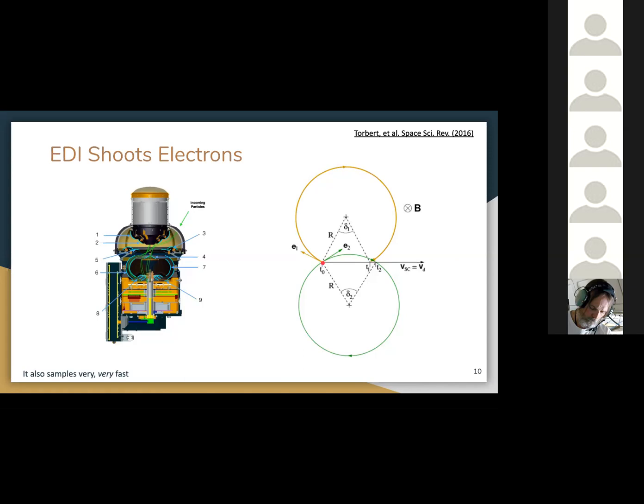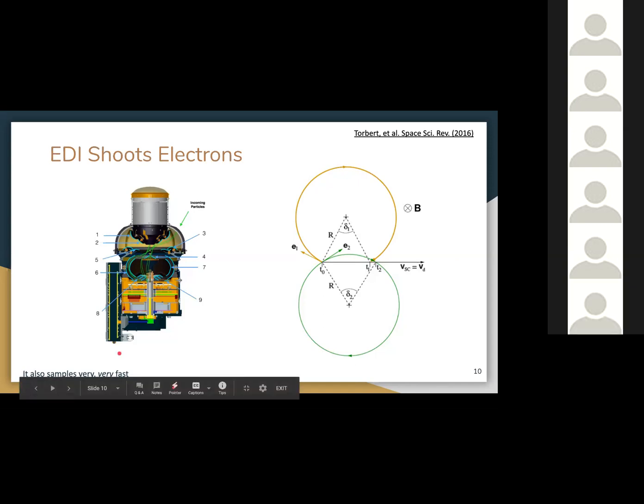But until it gets the coded message, it points itself perpendicular to the magnetic field and scans and moves around and around and around, looking for the beam. While it's doing so, it samples ambient electrons. So we get an idea of what is happening in the reconnection region. And EDI does this very, very quickly.